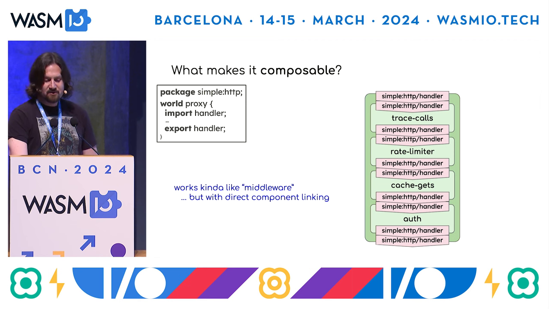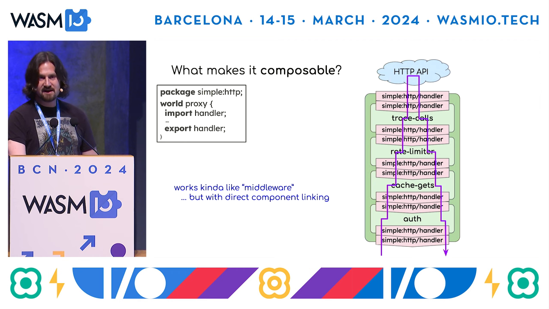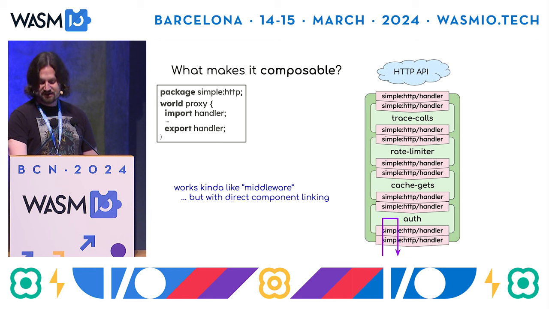And so you can see this works like a traditional middleware, except we're just using direct component linking. And then control flow is just a synchronous call stack. If I call through all four components to get to the HTTP API I'm proxying, it looks like this. Or maybe I hit the rate limiter, or maybe I get a cache hit, or maybe authentication fails. And in addition to this linear control flow, we can express more complex control flow.